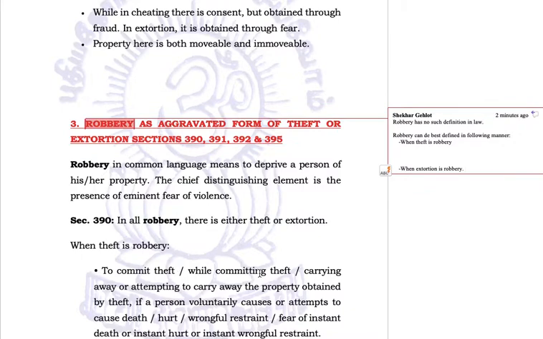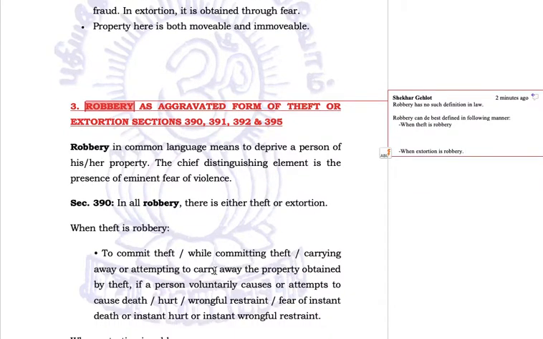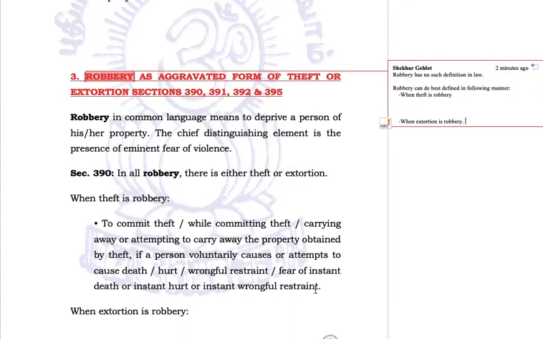To commit theft, while committing theft, carrying away or attempting to carry away the property obtained by theft, if a person voluntarily causes or attempts to cause death, hurt, wrongful restraint, fear of instant death or instant hurt or instant wrongful restraint. Okay, now this is simply it says when theft is robbery. Like we discussed, theft is moving the property away without someone's consent.